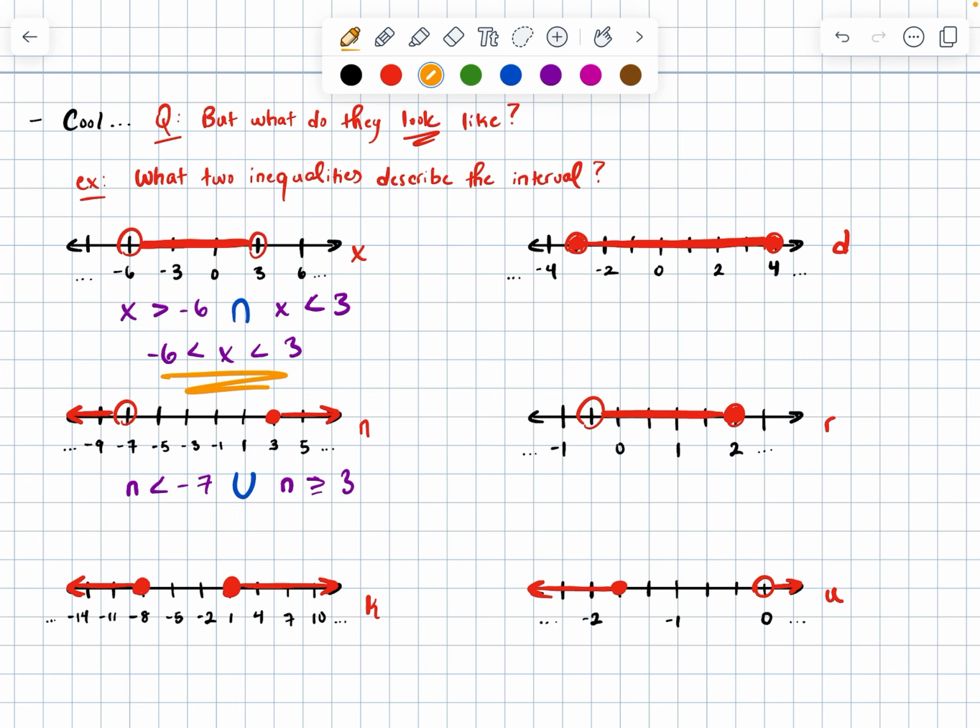Take these next four. You've got a K, a D, an R, and a U. Take them and play around using what you've just seen. Can you tell me what two inequalities are being represented here? And are they joined by an and statement or an or statement? Go ahead.